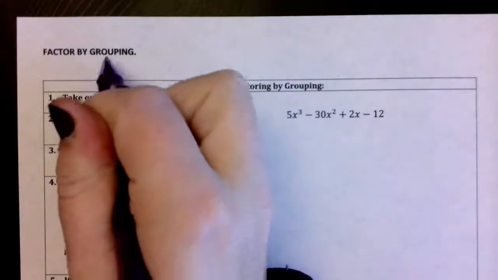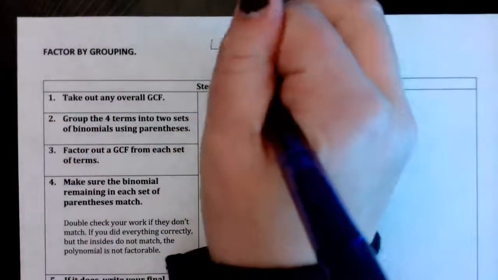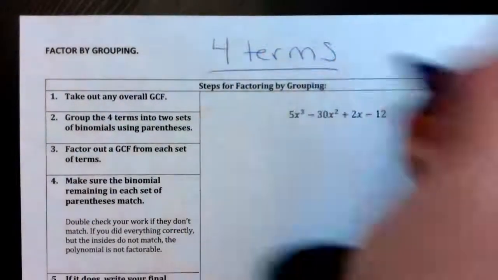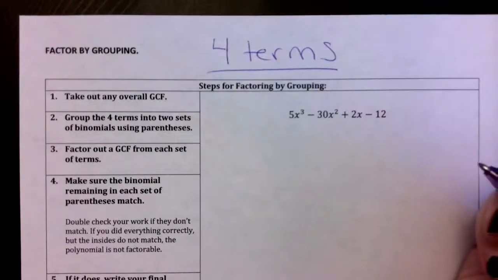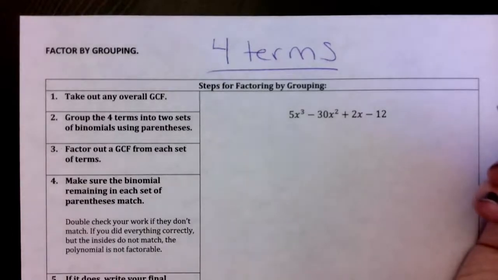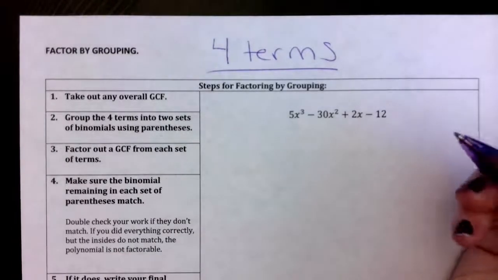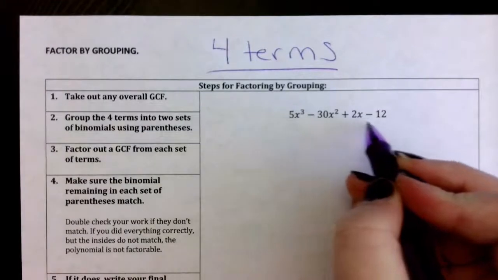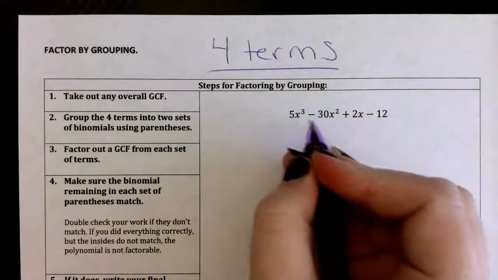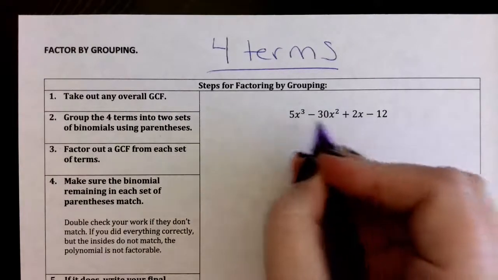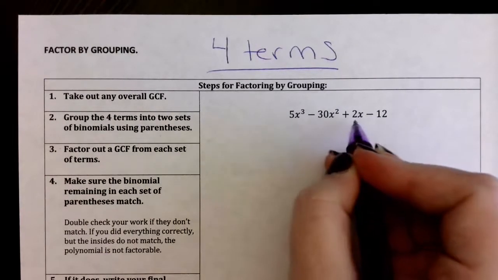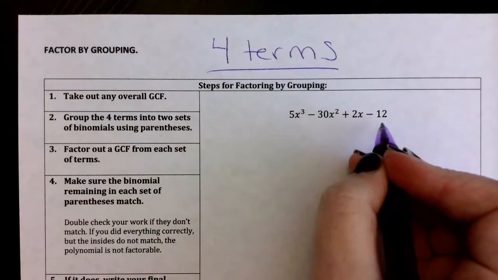To be able to do factor by grouping, you have to have 4 terms. If you don't have 4 terms, we'll teach you a way to get 4 terms, but this lesson is all about the 4 terms of factor by grouping. Your first step always is to take out any overall GCF. Looking at our first polynomial, I look at all 4 terms. There is no greatest common factor that I can pull out of all 4 terms.